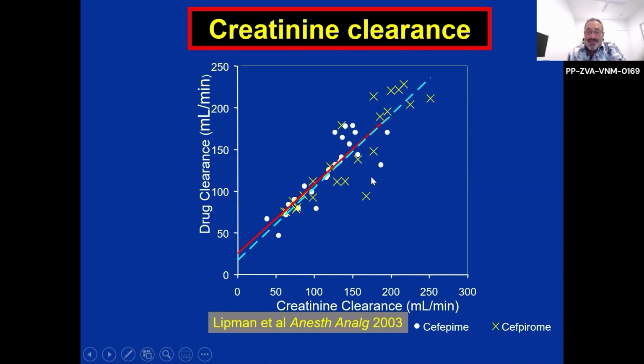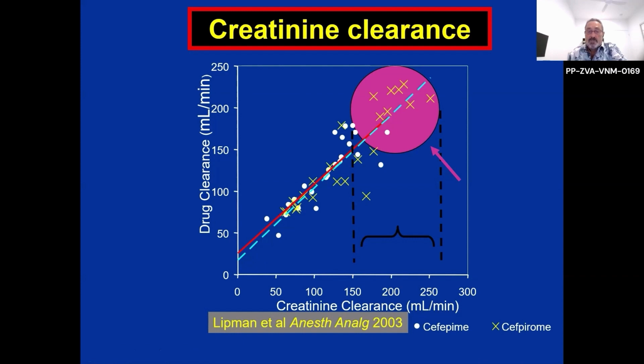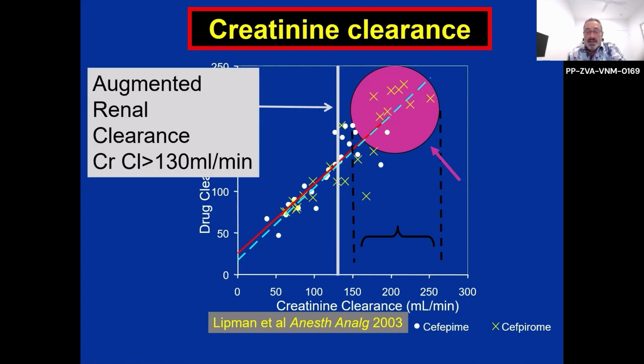But there's a group of patients in ICU that have this huge creatinine clearance, double normal, sometimes triple normal. And if there's this big creatinine clearance, there'll be large drug clearance. Large drug clearance with the same dose will create low troughs. And we arbitrarily called that creatinine clearance of greater than 130 mils a minute as augmented renal clearance.